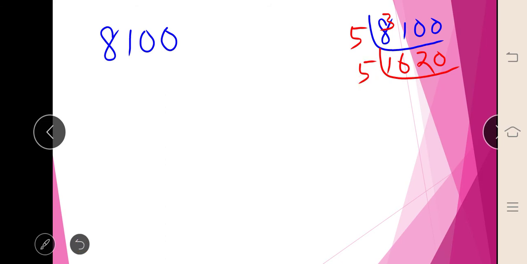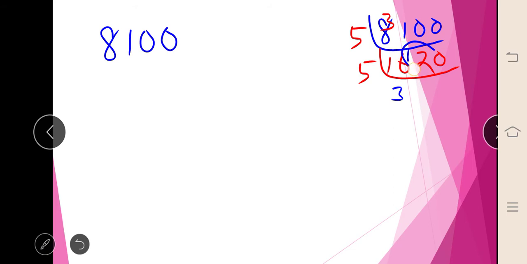Again this number can be divisible by 5. Is it 5 or 2? We can take 2 also here. Instead of 5, 2 also can be taken because this is an even number. But now we are going to divide this number by 5. 1 cannot be, so take the 2-digit number 16. In 16, how many times 5? 5 ones are 5, 5 twos are 10, 5 threes are 15, 5 fours are 20. It's going beyond 16. So 5 times 3, 5 threes are 15. And is there a remainder? Yes, in 16 there is a remainder 1.